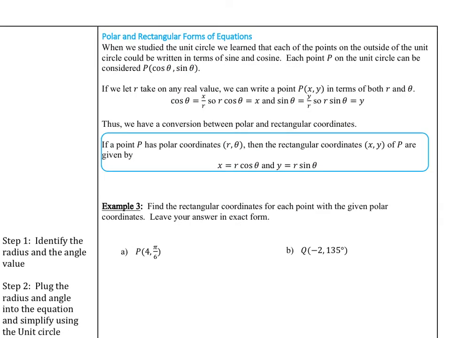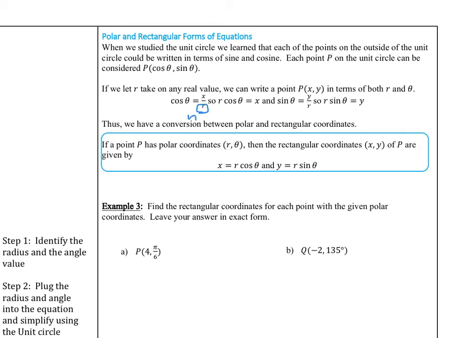Sometimes it's helpful to go back and forth between polar coordinates and rectangular coordinates. To do that, we want to remember back when we were still using the unit circle. On our unit circle, remember how for each coordinate point on the outside of the circle, the x-coordinate was the cosine, and the y-coordinate was the sine.